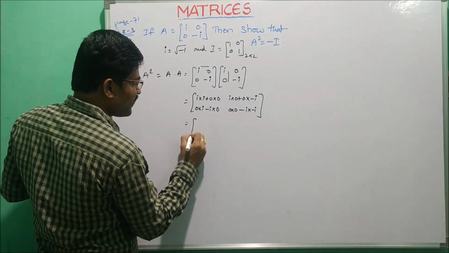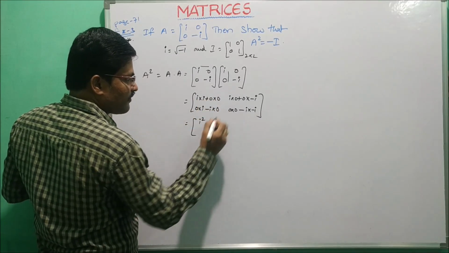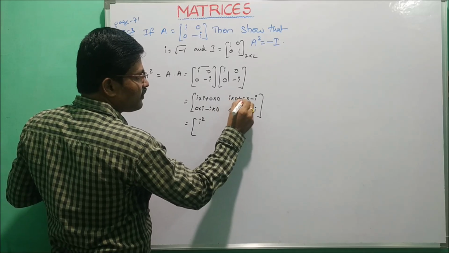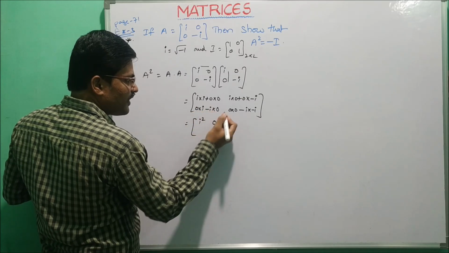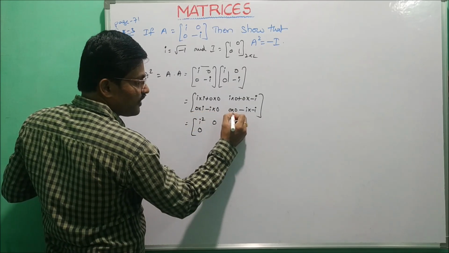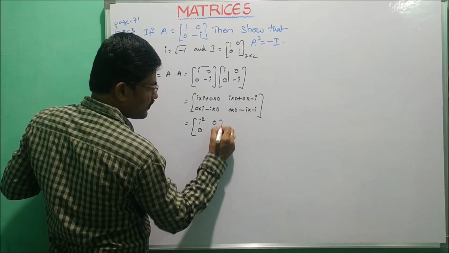Now it can be simplified. i into i means i square. i square plus 0 means i square. In this, i into 0, 0, 0 into minus i, 0. So this is 0. In this also, 0 into i, 0, minus i into 0, 0. In this it is 0, minus into minus plus, i into i, i square. So this is i square.